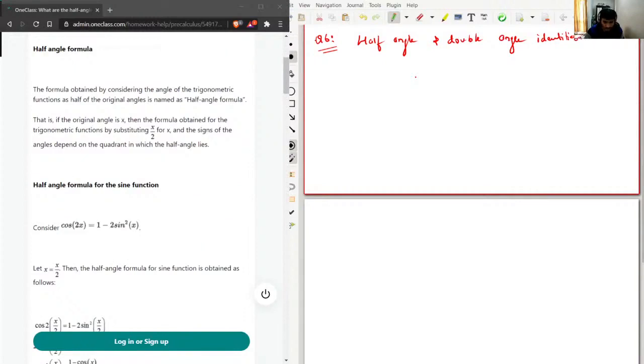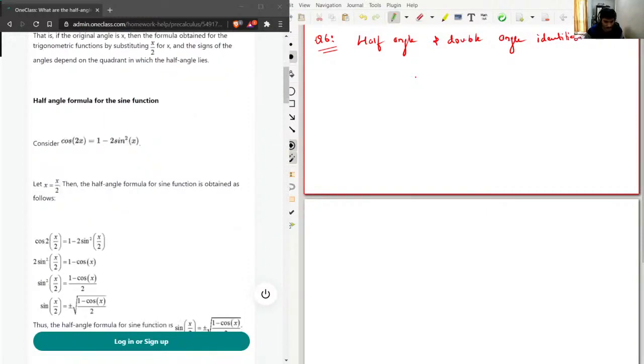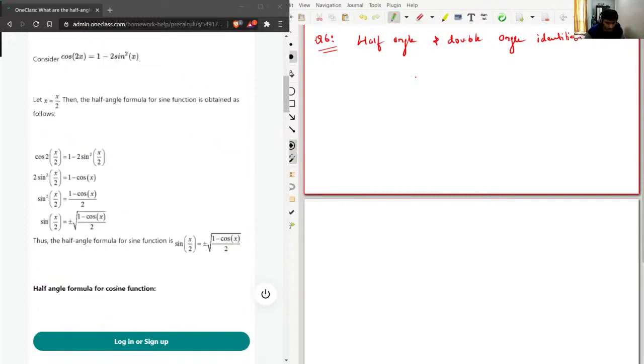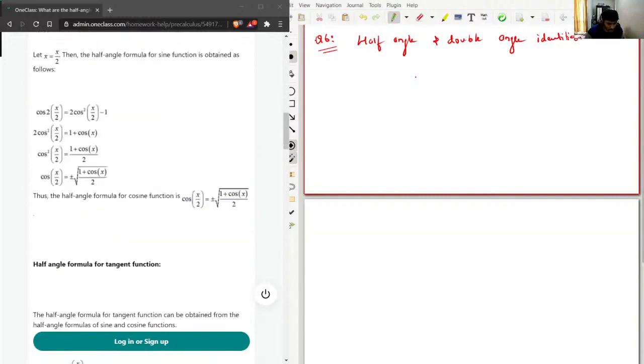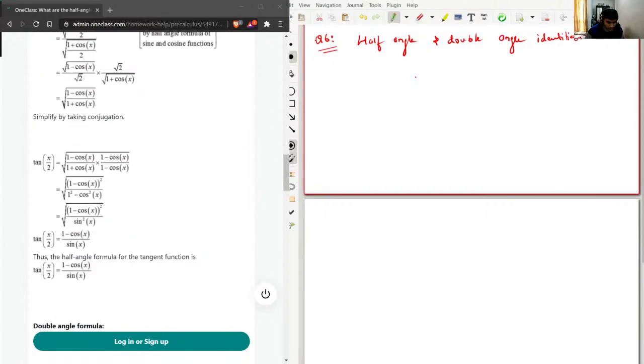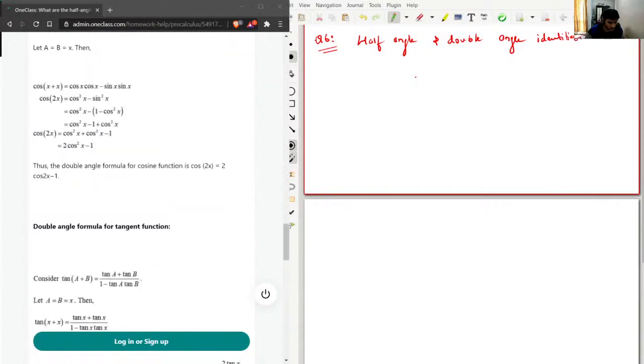Depending on the quadrant in which the half angle lies, consider cos 2x equal to 1 minus 2 sine square x. Let x equal to x over 2. Then the half angle formula for sine function is obtained as, they have just manipulated. Okay, half angle for cosine, and here they have calculated half angle for tangent function, and double angle formulas, double angle cosine.